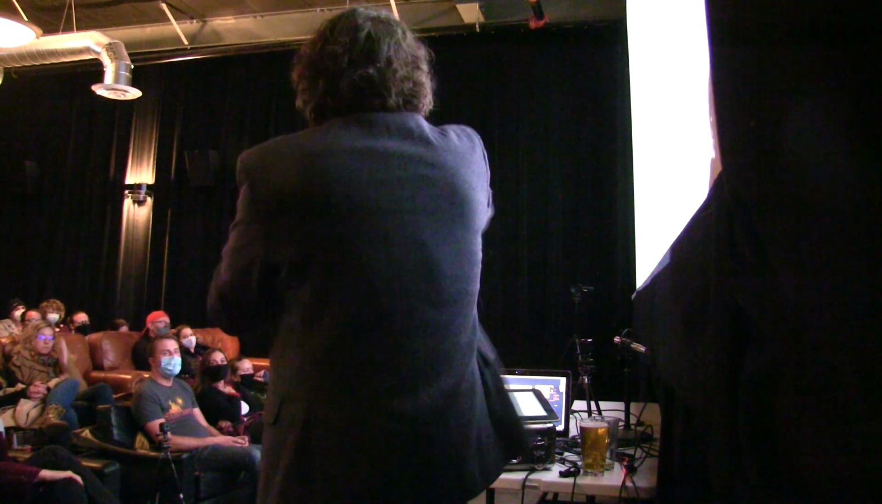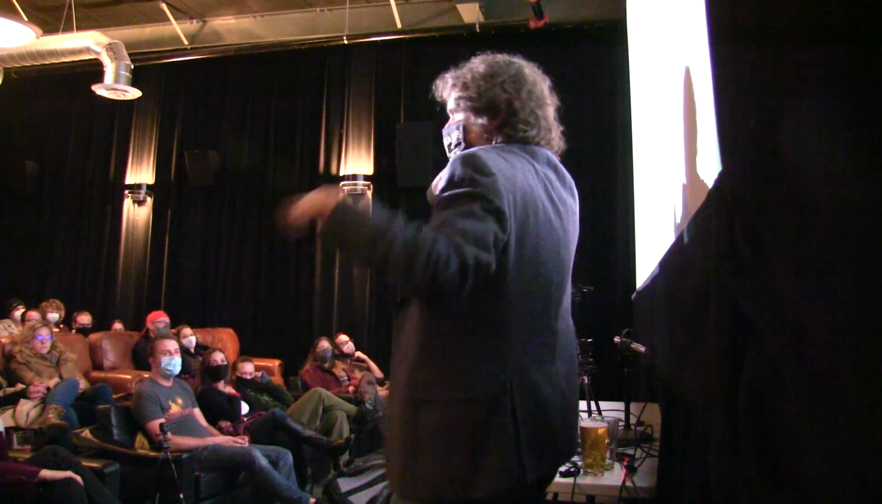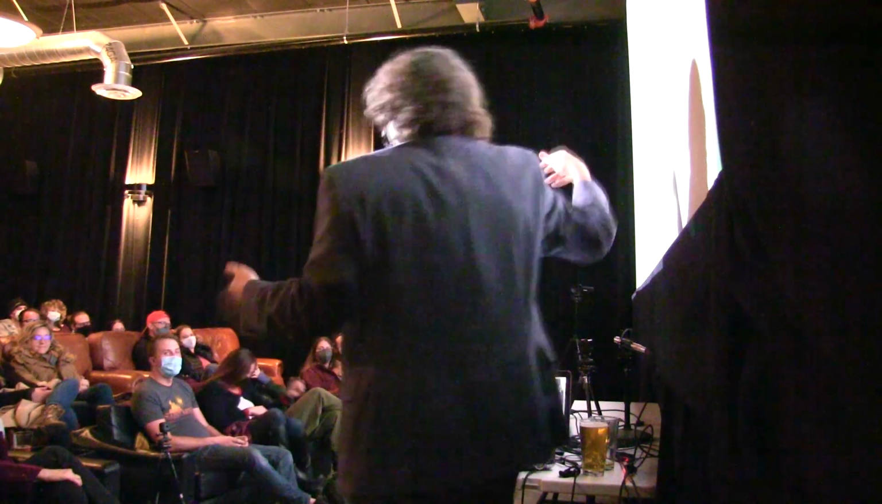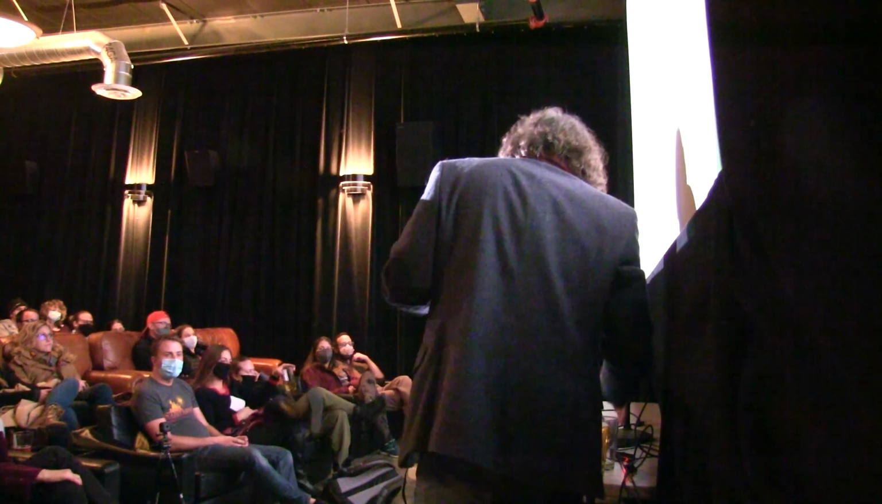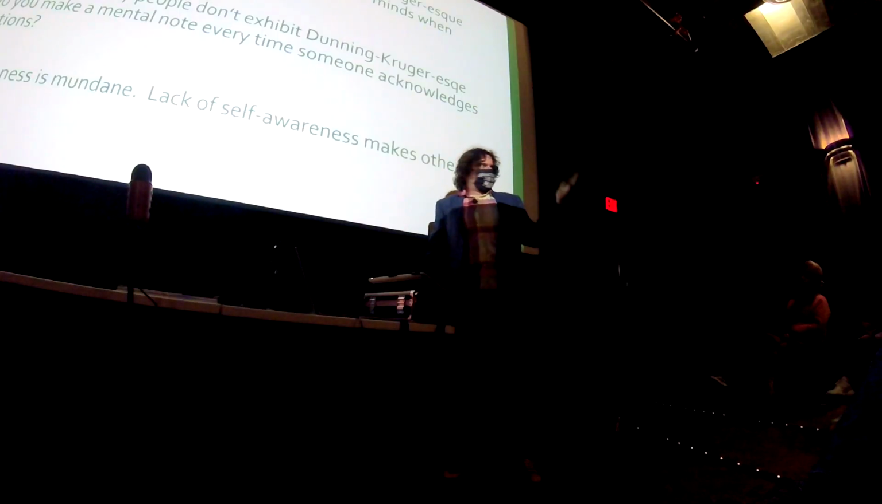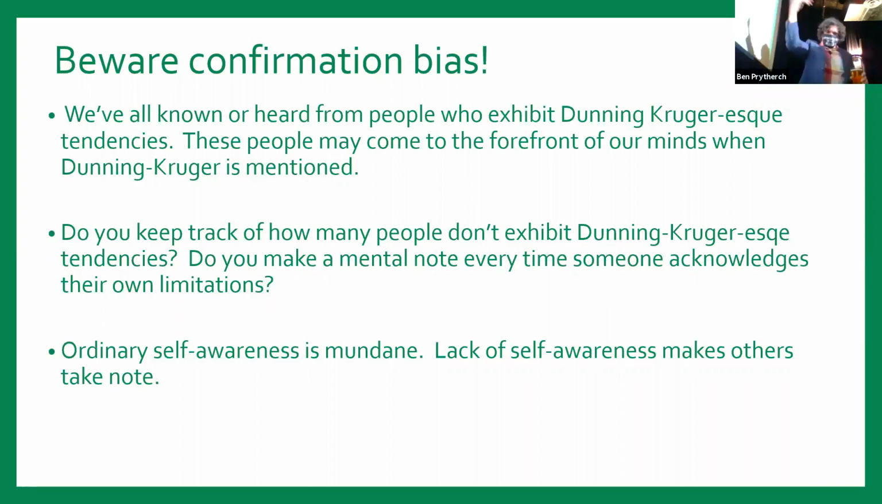Do we sit around tallying all the non-Dunning-Kruger cases? Every time I interact with somebody, do I say, wow, you don't seem very Dunning-Kruger, let me add you to the denominator, so I can find this fraction? We don't notice this. So just because you can think of instances of stuff that looks Dunning-Kruger-ish doesn't mean this is necessarily a general phenomenon that affects large numbers of people. I would say ordinary self-awareness is kind of mundane. Lack of self-awareness makes other people say, ooh, you're not self-aware.